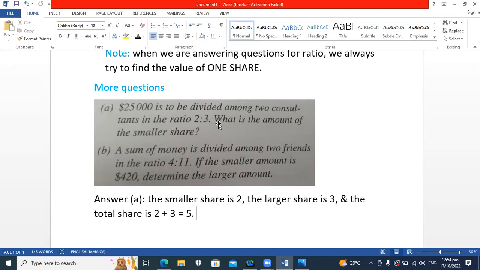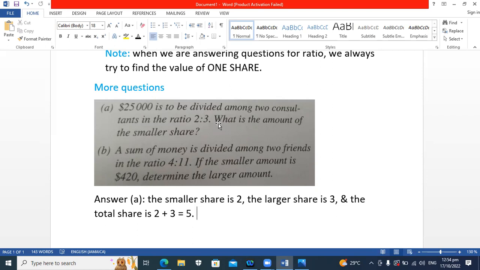All right, so let me tell you what the problem about ratio is. Trying to connect the money, or the quantity, to the ratio. And it's all about critical reading skills. Now, let's look at B. It says a sum of money is divided among 2 friends in the ratio 4 to 11. If the smaller amount is worth 420, determine the larger amount.